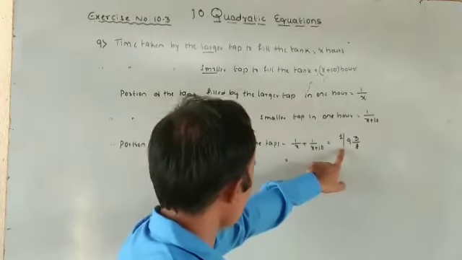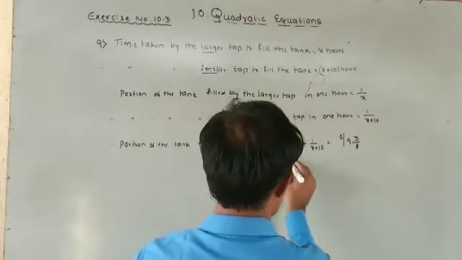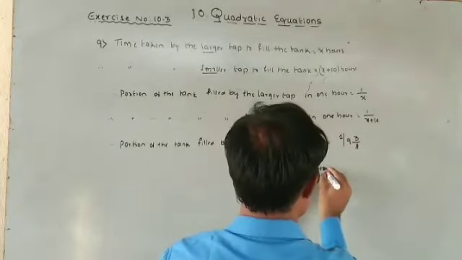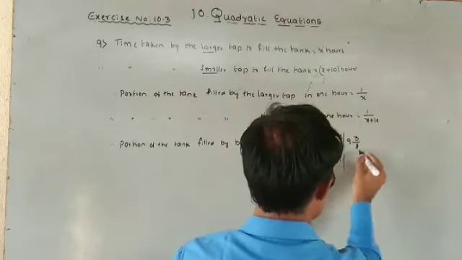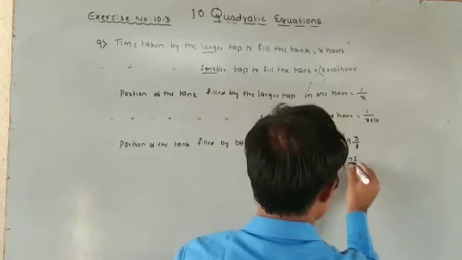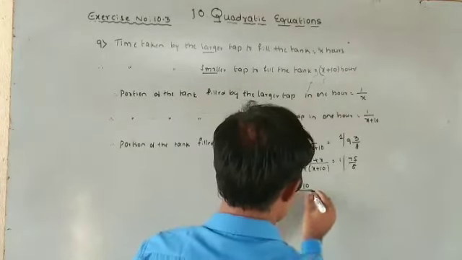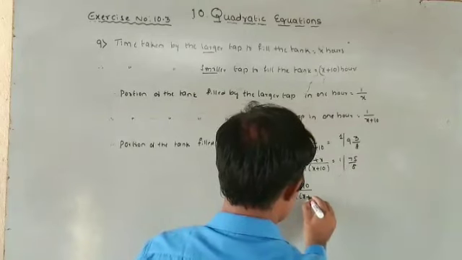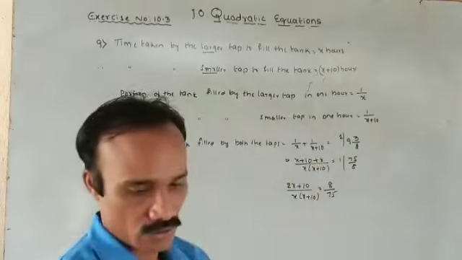Next, x is equal to minus 5 minus 85 divided by 2. Therefore, x is equal to minus 90 by 2. Therefore, x is equal to minus 45. So this is meaningless. We cannot measure distance as negative. So this is the final answer. The required answer is the speed of the train is equal to 40 kilometers per hour.